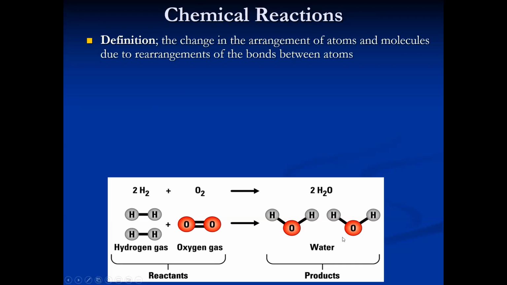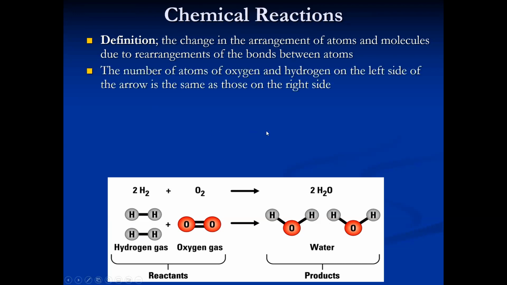Because as I said, most molecules want to be water because water is super duper stable. So notice all of the material is the same on the right, but the bonds are changed. So instead of oxygen being hooked to oxygen, it's hooked to hydrogen, and this is reversed for hydrogen. The number of atoms of oxygen and hydrogen on the left side of the arrow is the same as that on the right. Count that up. 2 oxygen, 4 hydrogen. The arrangement has changed. The bonds have changed, and that's what happens during a chemical reaction.